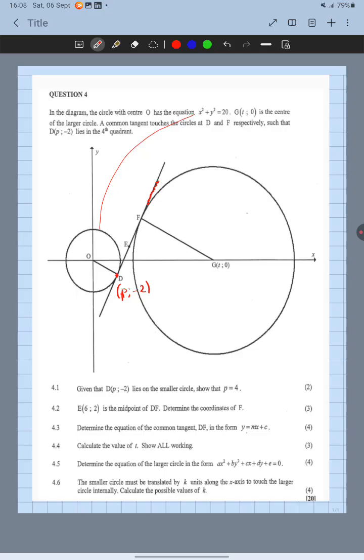And then given that D lies on the smaller circle, show that p is equal to 4. How can you show that?